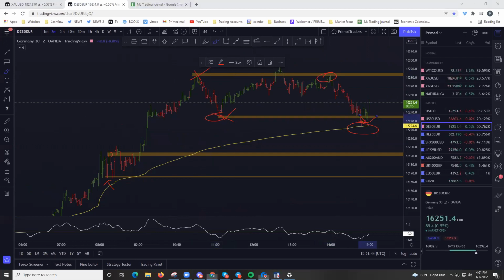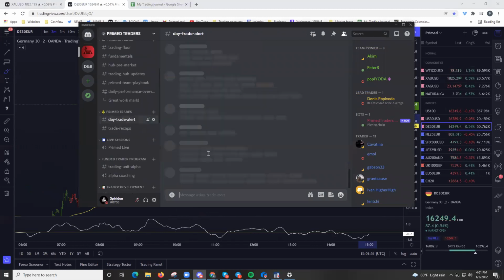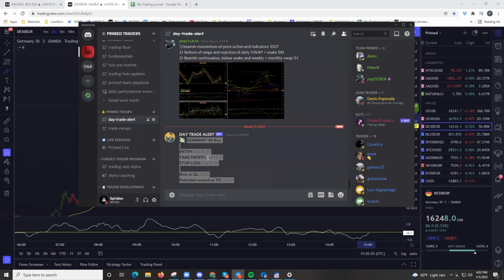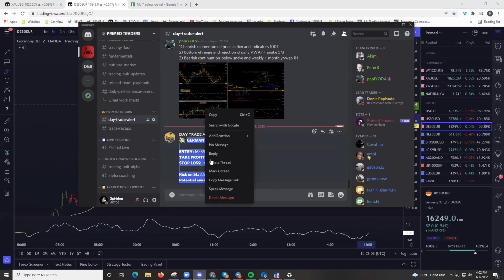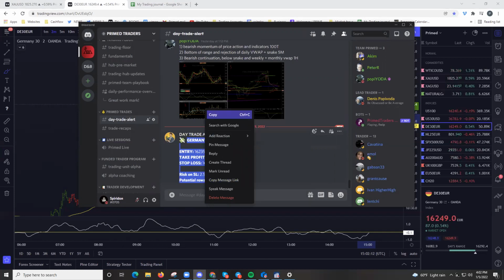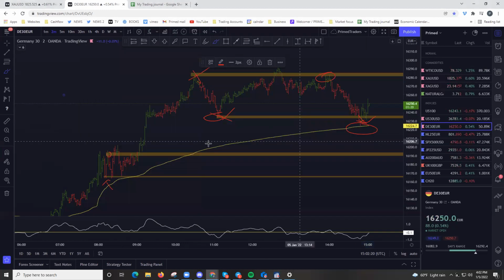I already have 10 points on this bad boy. And let me share it with the Telegram people as well. So look, 2% risk, 35% profit if it goes up there. 2% risk. The only way you're going to do that is by knowing the levels. And this is the easiest way.